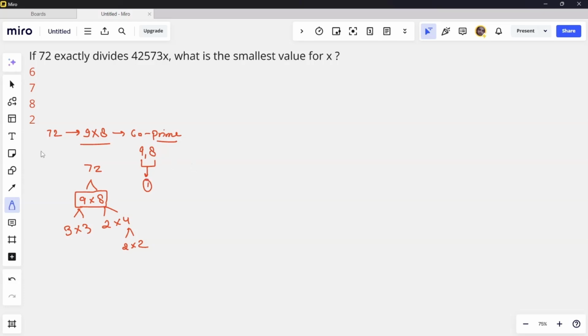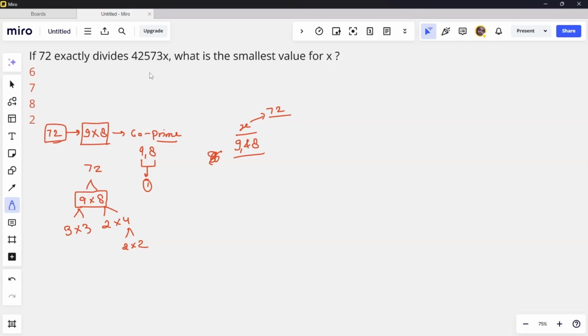So if 72 divides a number exactly, it means if 9 and 8 both divide the number, then that number will also be divisible by 72. Let's suppose this is a number x. Listen carefully, not either 9 or 8, if a number x is divided by both 9 and 8, it means this number will be exactly divisible by 72 also.